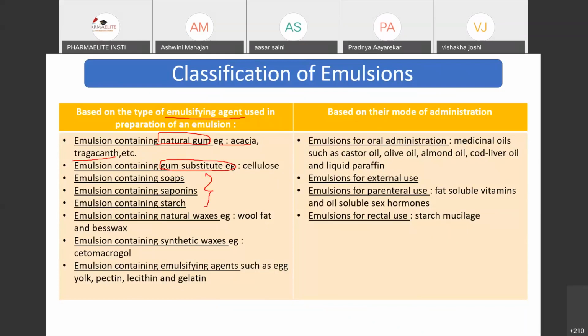So with regards to your types of emulsions, when it comes to emulsions containing natural gum and gum substitute, be specific with regards to the examples. Buy at example of emulsions containing natural waxes, like your wool fat and your beeswax. Buy at emulsions containing synthetic waxes, which is like your cetomacrogol. No need of getting into other emulsions. Buy at the specific ones only. There is no need of getting into the in-detailed ones. I hope it's clear till here.